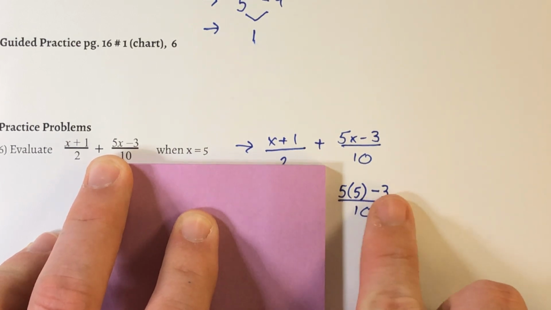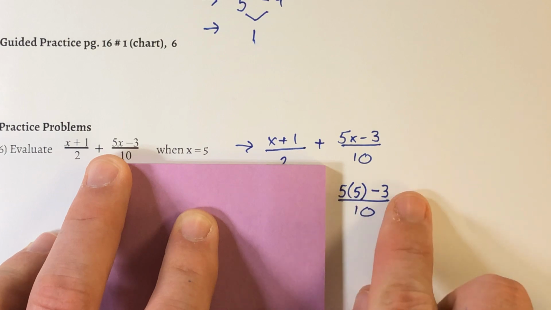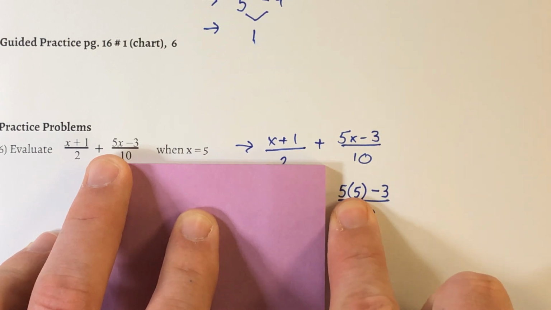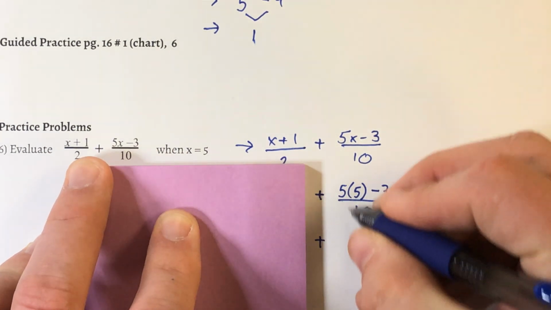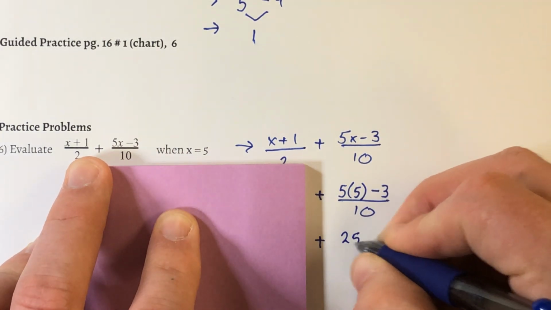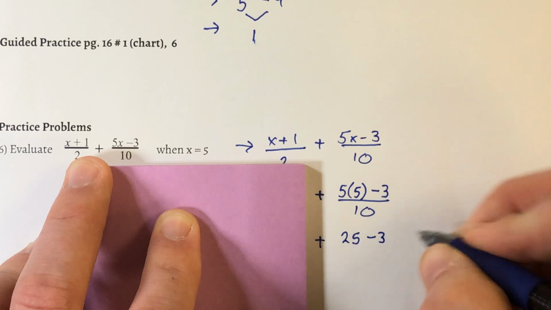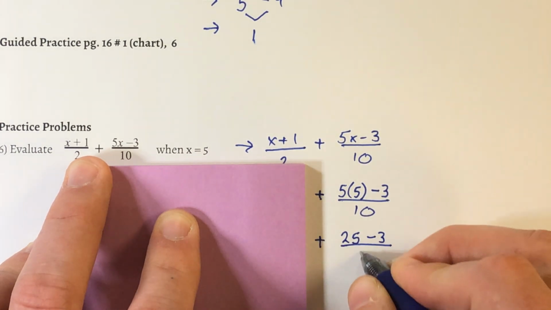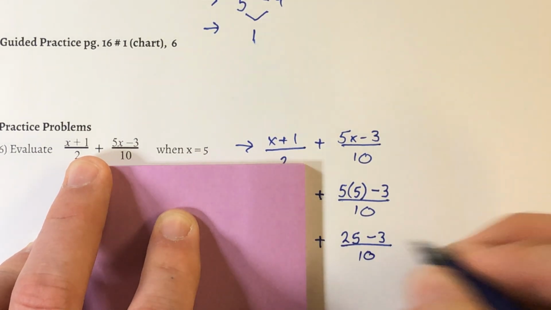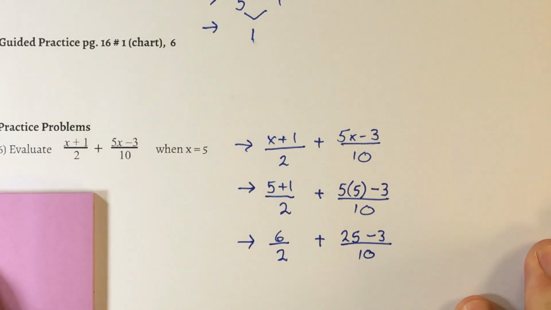Well, there are no parentheses. There's no exponents. Multiplication or division, I see multiplication, 5 times 5. Do it and only it. So 5 times 5 is 25. Bring down your minus 3. Bring down your fraction bar. Bring down your 10. So notice a little bit smaller, just a bit.